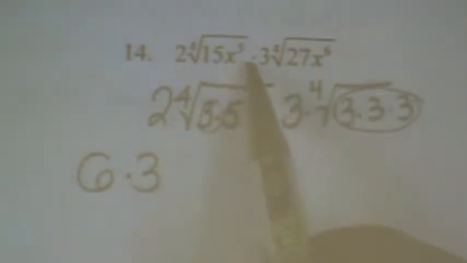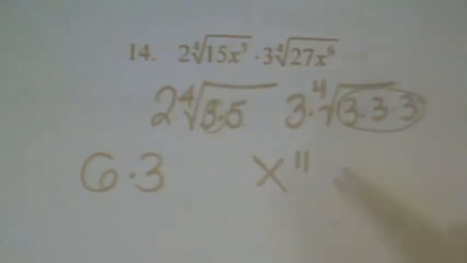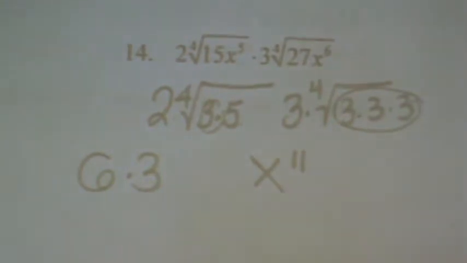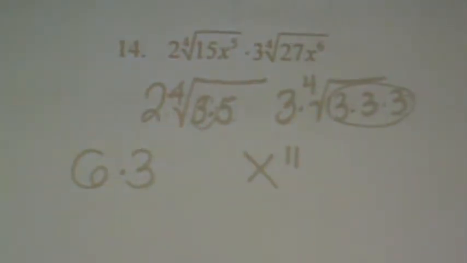As far as the variables, we have x to the 11th power, but we're looking for sets of 4 of them. So that would be 4, 8, we've got 2 sets, and then we have 3 left over. Next one.